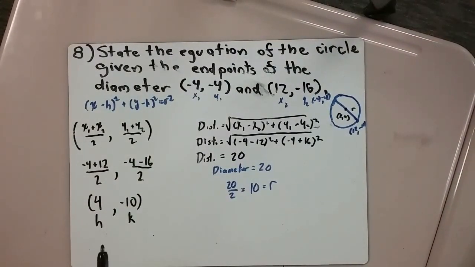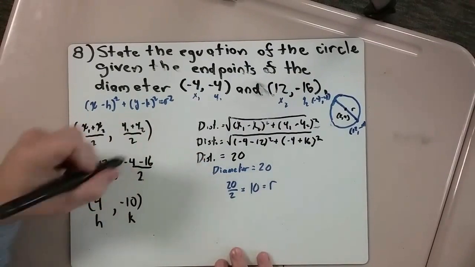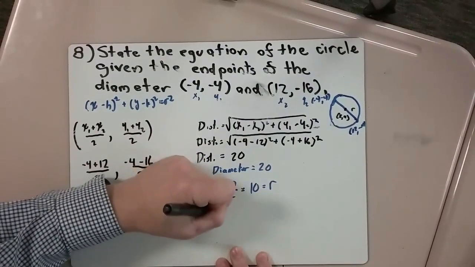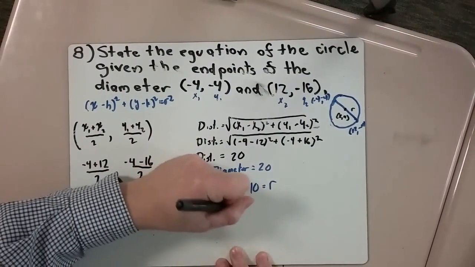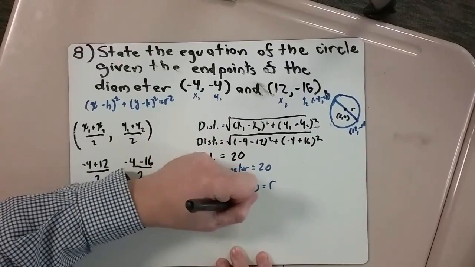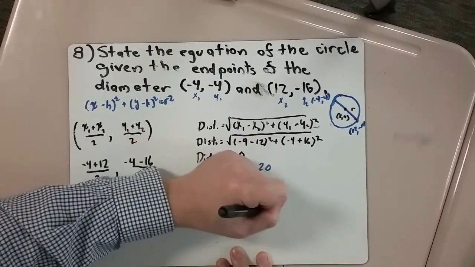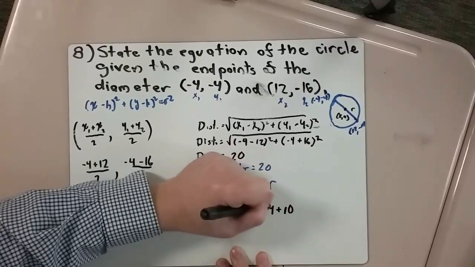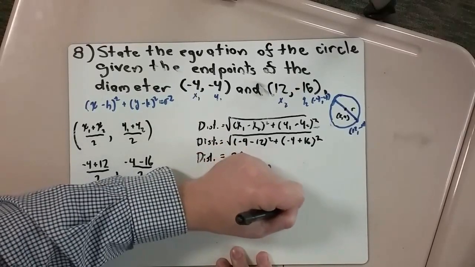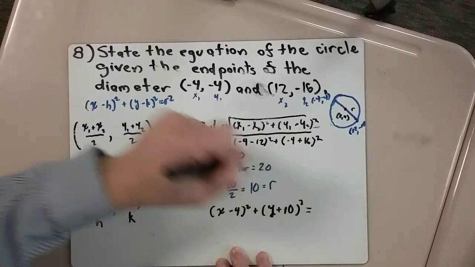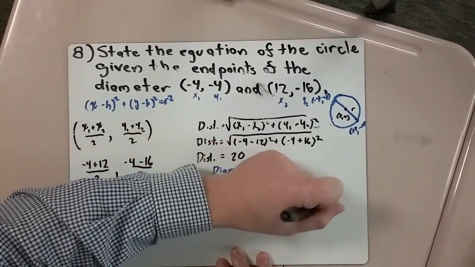So my equation for this circle is going to be (x minus 4) squared plus (y plus 10), let me make that look a little bit more like a y, plus 10 squared equals 100.